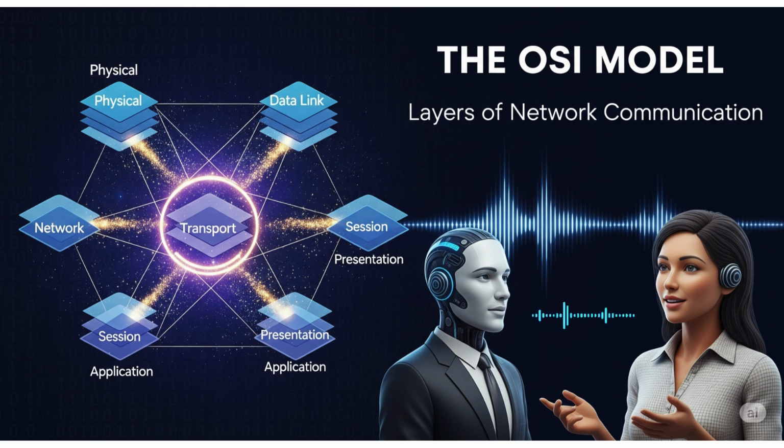Today, we're tackling something fundamental, maybe even a bit mysterious. How does clicking a link or sending an email actually work? How does that information get across the world and back? We're going to break down the OSI model. OSI stands for Open Systems Interconnection, and it was developed way back in '84 by the ISO. It's basically a blueprint, a standard way to think about network communication. It breaks everything down into 7 distinct layers.